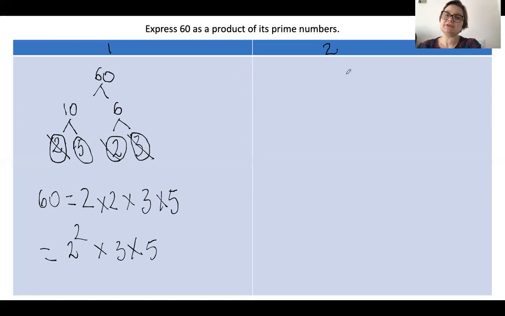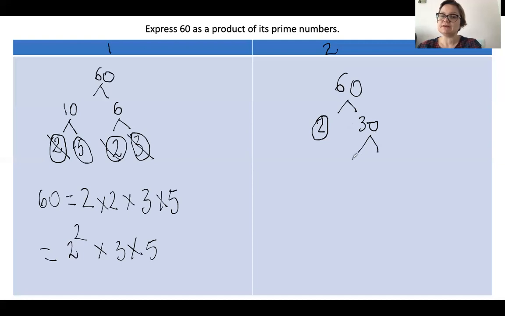But the other way, which I think is quicker and more clear in my opinion, is if you start with the lowest prime factor that you would recognize straight away. As 6 is an even number, that will give you the clue. That means it's in the 2 times table. So put 2 here and 30 on the other side. And 2 is a prime number, circle the 2. 30 is not, so we continue.